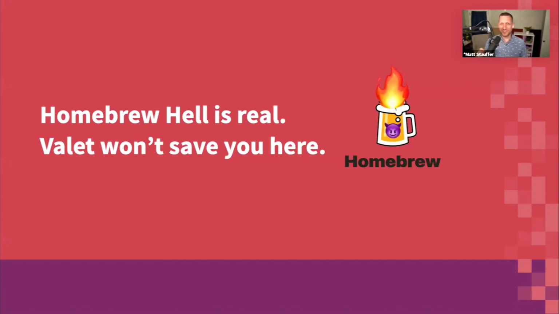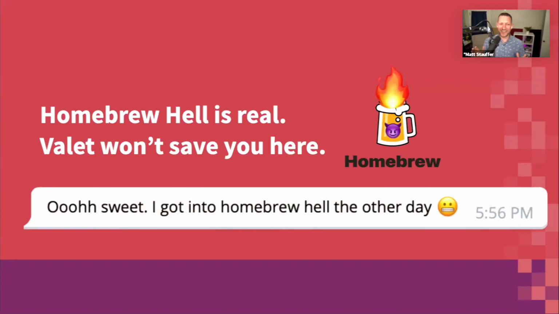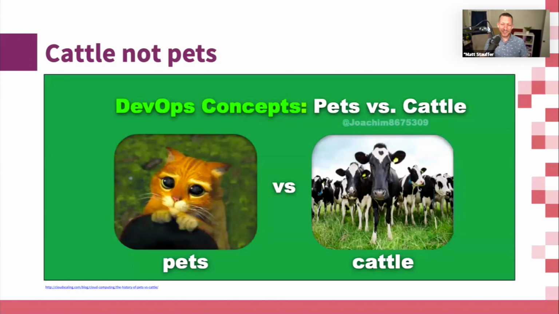I literally shared this with one of my friends a couple of days ago, and he said, "Ooh, sweet, I got into Homebrew hell the other day," when I was telling him about what we're going to be talking about today. If you didn't get a chance to listen to the Laravel podcast about servers, you might have missed this really important idea in DevOps that Joe Ferguson shared with us: thinking about your servers as pets versus cattle.